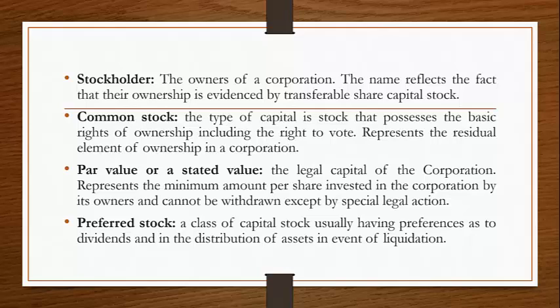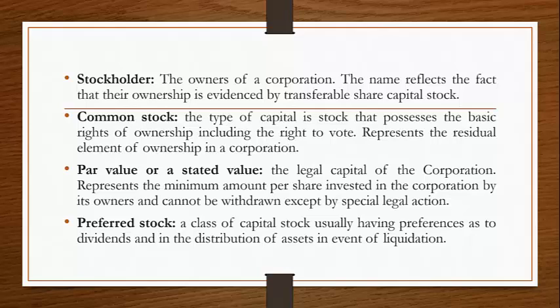Then we have preferred stock. Preferred stock is a class of capital stock usually having preference as to dividends and in the distribution of assets in the event of liquidation. In preferred stock, the dividend is fixed. Their profit percentage is fixed, while in common stock it is not fixed.